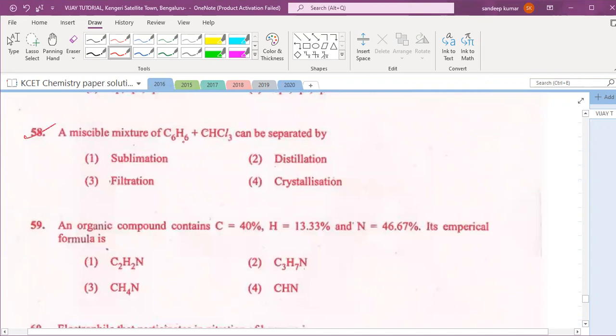The miscible mixture is there. C6H6 and CHCl3, chloroform, are separated by distillation.